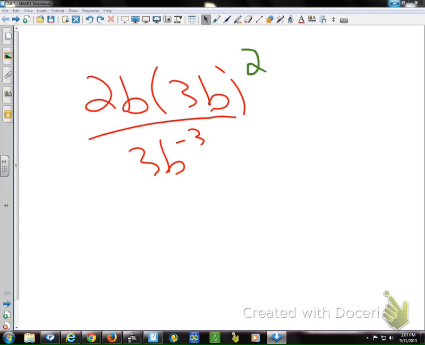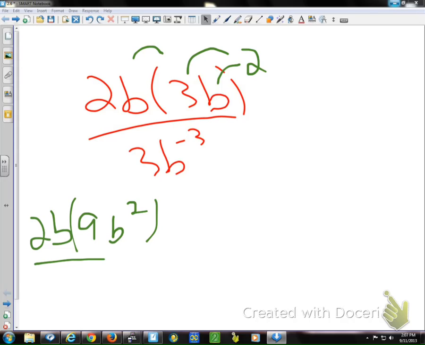Here we go. You're going to have two problems like this on Friday's quiz, so I thought it'd be a good one to do. You cannot do the numerator and denominator stuff until you simplify the entire numerator and denominator by themselves first. So, if you look at the numerator first, what comes first? Multiplication or exponents? Exponents. Nope. 3 squared is 9. B squared is B squared. So 2b times all of that over 3b to the negative 3.